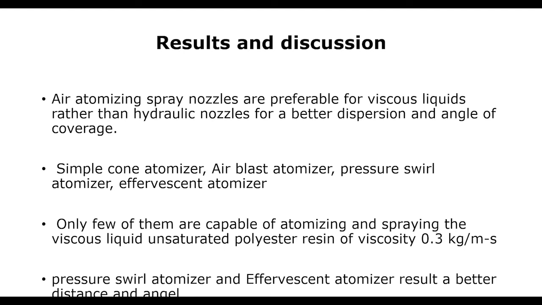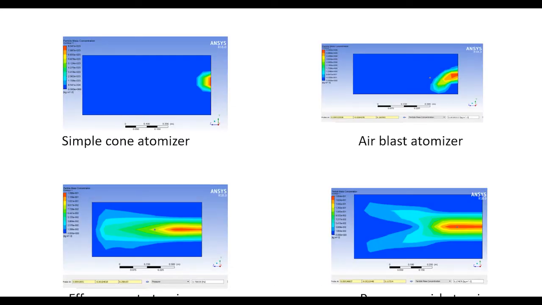Only a few of them are capable of atomizing this fluid effectively. That is the pressure swirl and the effervescent atomizer. You can see it in the picture here. As you can see, the simple cone atomizer is not capable of spraying; it sprays only a few millimeters. It will not spray any further.